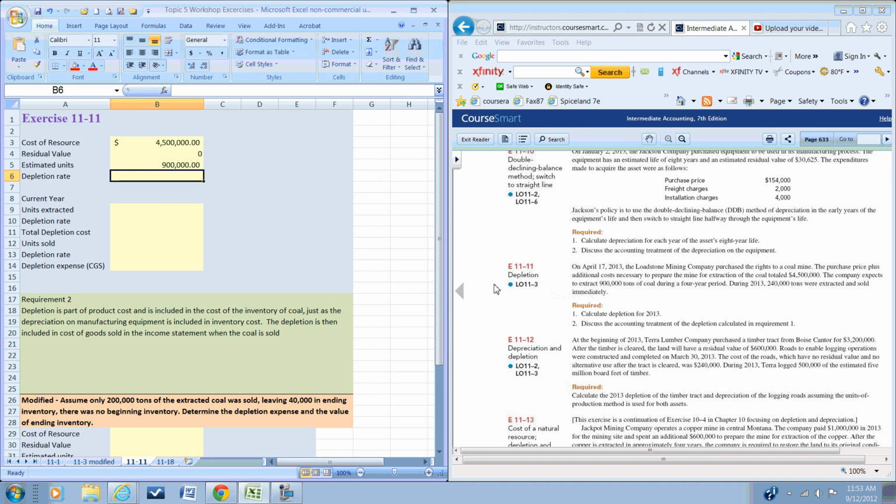In the depletion rate, which is similar to the units of production, our first step is to determine the cost for the mine per ton of coal extracted. To do that, we're going to take the cost of the resource, divide it by the number of estimated units we're going to extract, and we will have an extraction rate of $5 per ton.